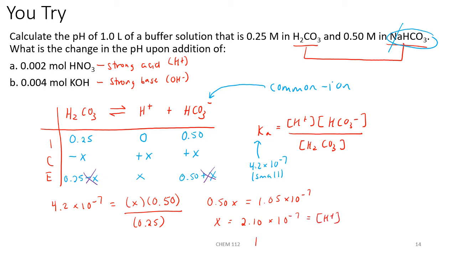So next we'll calculate the pH by taking the negative log of that value. So negative log of 2.10 times 10 to the minus 7th gives us a pH of 6.677. So that's the initial pH of just our carbonic acid bicarbonate buffer system that we have made up. And I'm carrying it out to so many digits because we're only adding 0.002 moles and 0.004 moles. So the change is going to be fairly small when we add that acid or base to our buffer system.